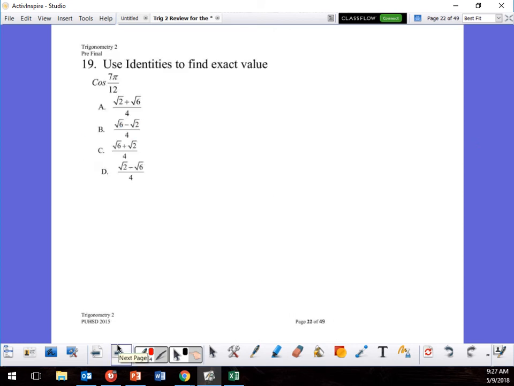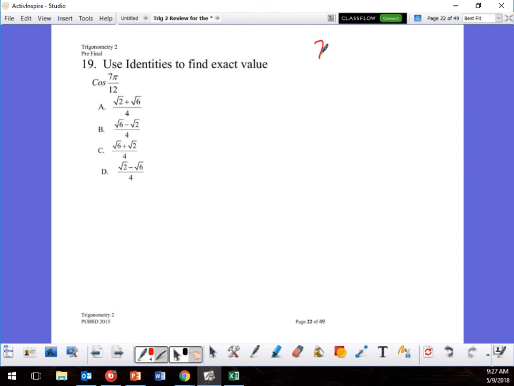Use identities to find the exact value of cosine 7 pi over 12. Now, 7 pi over 12, people don't like that. You don't like radian. I really think that this year you guys just really don't like radian. So what would you do if it's in radian? Put it in degrees. Please do that right now.